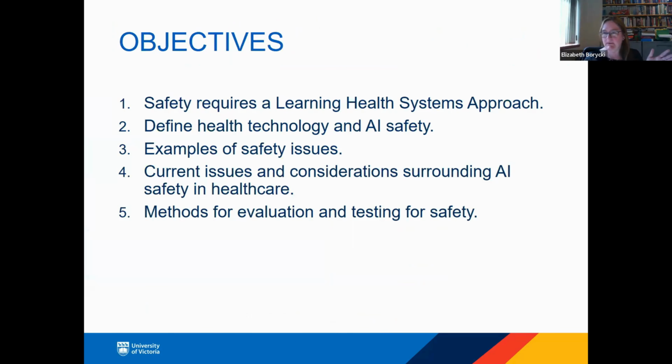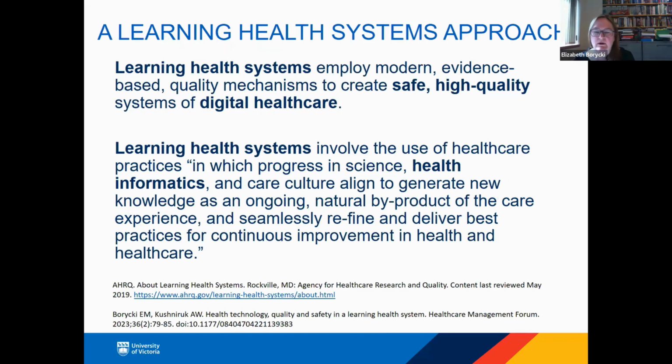So first of all, I'm going to talk a little bit about what we're going to go over today. I very much take safety from a learning health systems approach, which fits really nicely with the quality improvement literature and some of the research and work that I've been doing here at the School of Health Information Science for the last 20 years. I'm going to also define health technology and AI safety, provide some examples of safety issues, describe some of the current issues and considerations surrounding AI safety in healthcare, and the methods for evaluating and testing AI safety.